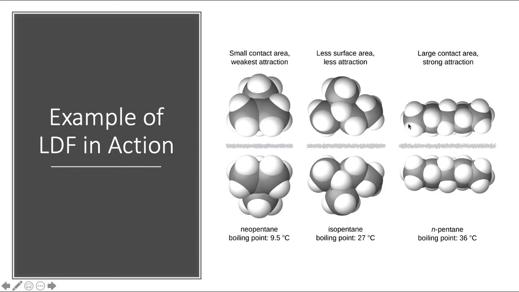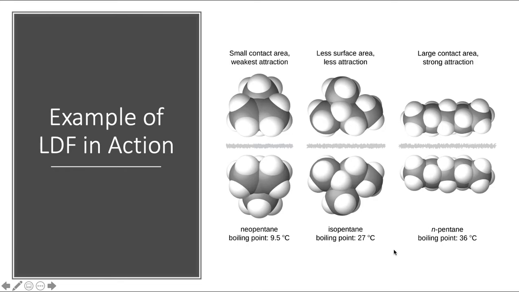Now here's this one. Look how long this is and how drawn out. I can interact along all of this surface, on top, on the side, on the bottom. So the surface area is a lot more than these two molecules. And because other molecules of n-pentane can interact with this molecule along all of this surface area, that increases the attraction between the molecules, which increases the London dispersion forces. And therefore, the boiling point is the highest of all these three.